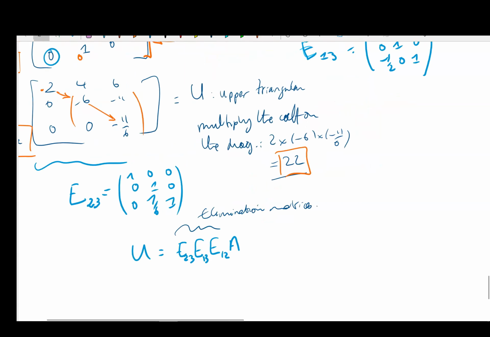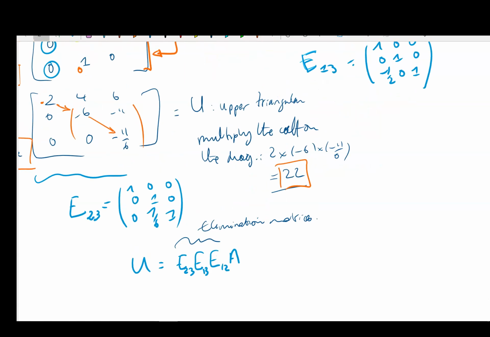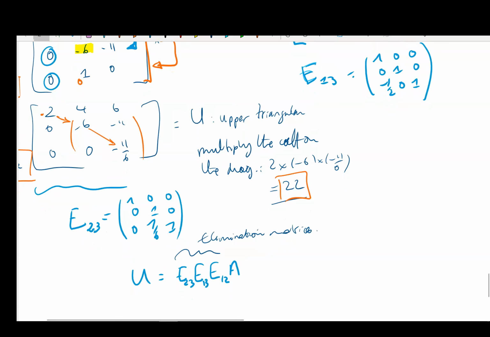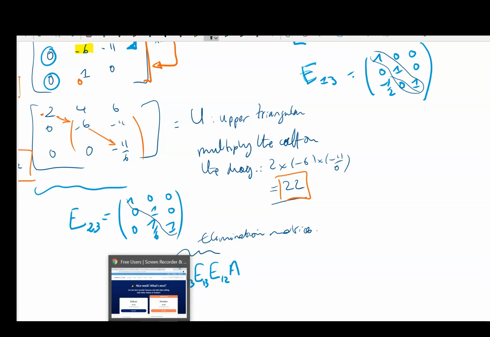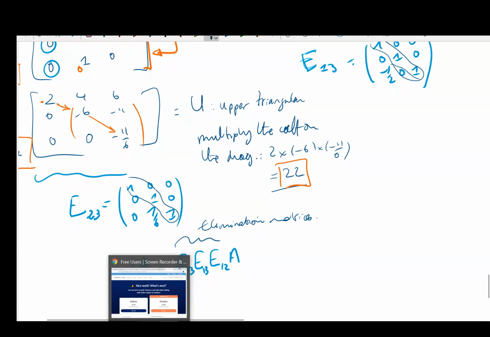Okay, and that works every time. You don't need to exchange rows in order to perform the elimination. You will always get this kind of elimination matrices. And what can you see on these elimination matrices? They all have ones on the diagonal. Why do they all have ones on the diagonal?